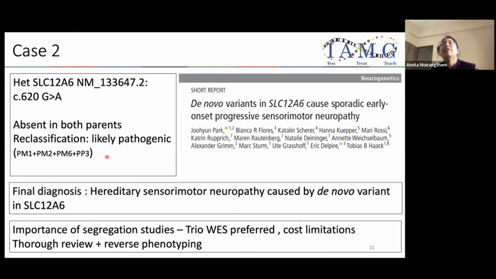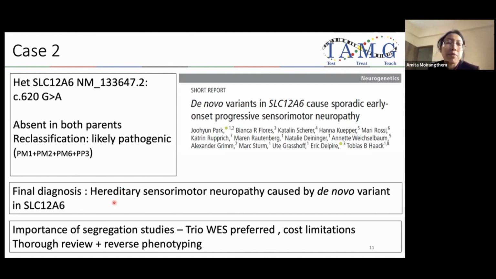This case highlights the importance of doing segregation studies, which are limited in our scenario because of the cost involved. If we were to do a trio whole exome sequencing in this case, then this would have been sorted out in the first go itself without doing subsequent Sanger sequencing in the parents. So a trio whole exome sequencing is always preferred, but because of the cost limitations, we tend to go for singleton exomes in many cases.